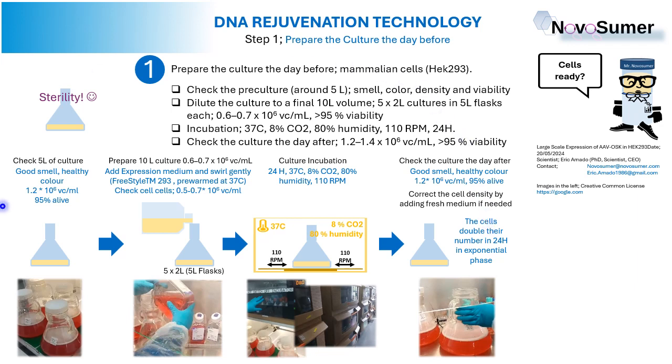Let's go for it. We have the 5 liters at 1.2 million cells per milliliter. We dilute it up to 10 liters. And after the dilution, what we have to do is incubating. So we incubate the cells under these conditions for 24 hours. In 24 hours, they double the density again, and they are again at 1.2 million cells per milliliter. We make sure that the color is good, the smell is good, the density is good, 95% are alive, and we carry on with the following step. Easy peasy. Let's go for the second step.